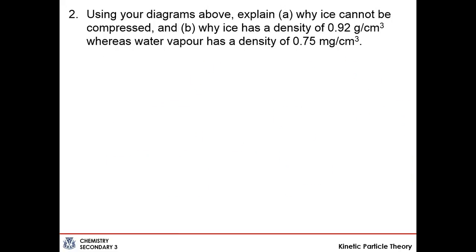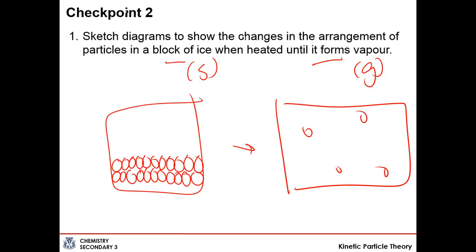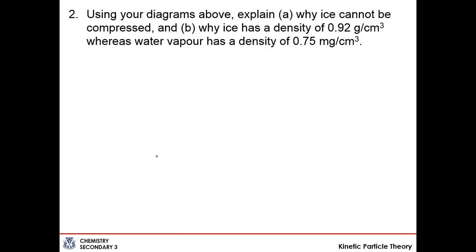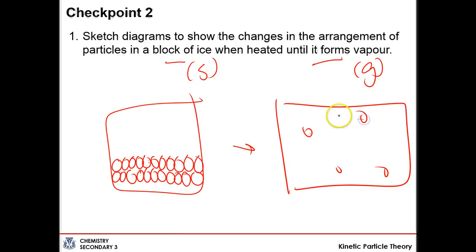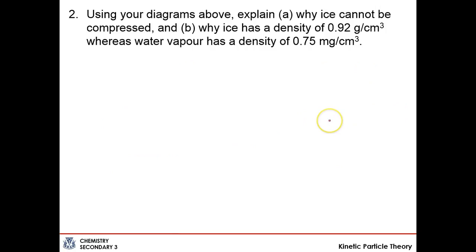And to use the diagram, explain why ice cannot be compressed. Why? Because there's very little empty space between the particles versus a vapor. Large spaces between particles allow it to be compressed. Why does ice have a density of 0.92 versus 0.75 milligrams for water vapor?